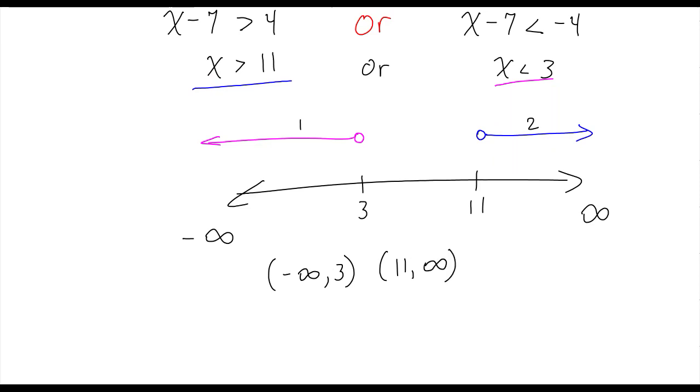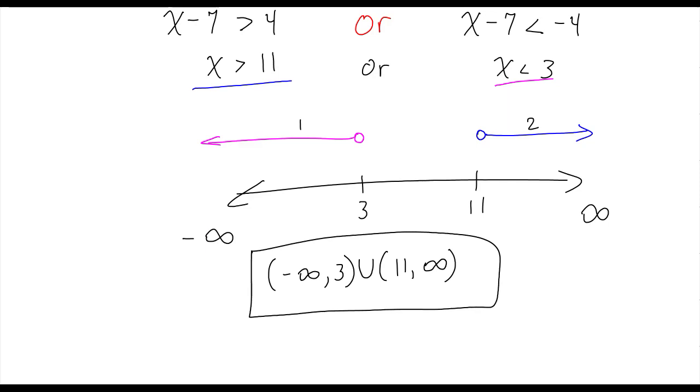And don't forget our union in between. Okay, so there we go. That would be our solution set. Now, notice I used parentheses and not brackets. Again, that's because these were not greater than or equal to. They were just greater than, and less than, not less than or equal to. Okay, so there we go.